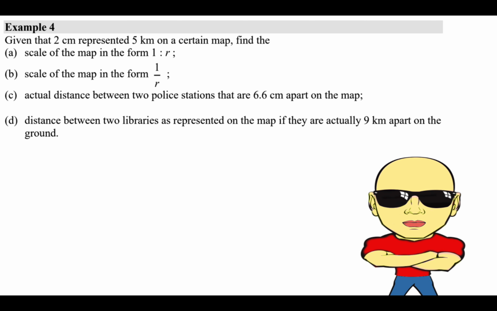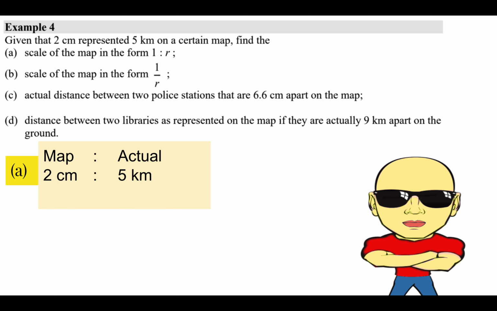Right, example 4. We are given that on a certain map, the scale is 2 centimeters representing 5 kilometers. They want us to write it in the standard ratio form for part A as well as the fraction form in part B. So we have map to actual, 2 centimeters to 5 kilometers.